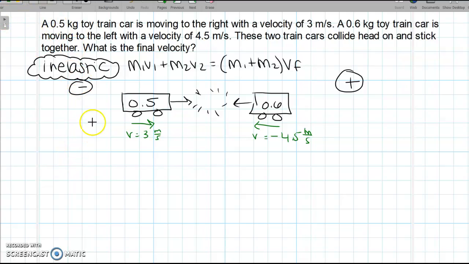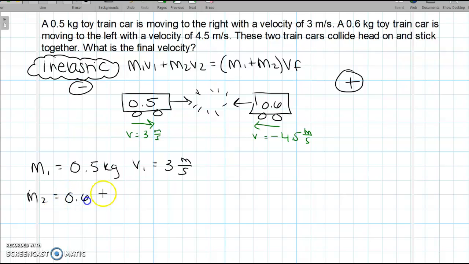So let's write down what we know. M1, I'll just call it the first train here, is 0.5 kilograms. V1 is equal to 3 meters per second. M2 is equal to 0.6 kilograms. And V2 initial is equal to negative 4.5 meters per second. Again, it's because it's going the opposite direction.